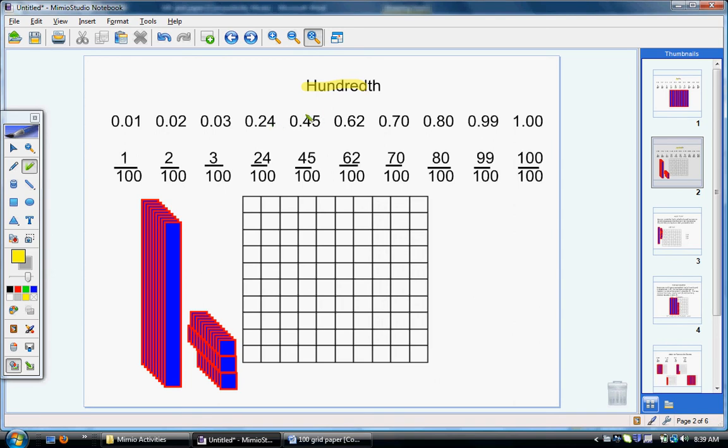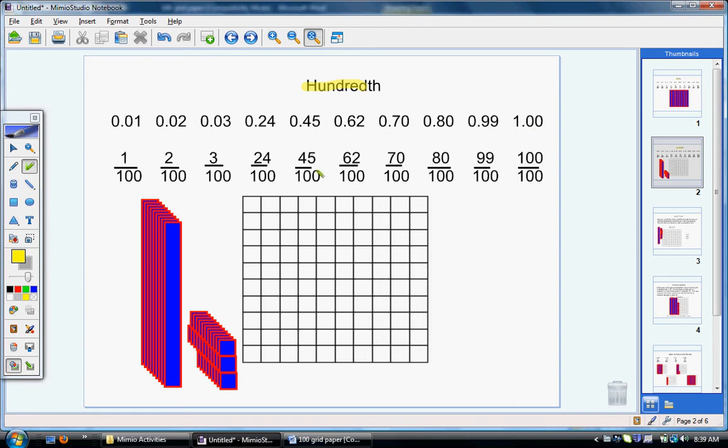This right here would be 45/100ths because, again, it ends in that second place value after the decimal point. Do you know what this is? If you said 62/100ths, you would be correct. This would be 70/100ths, 80/100ths, 99/100ths, and this right here is what it would look like if you had all 100/100ths. Just like 10/10ths was 1 whole, 100/100ths is 1 whole.